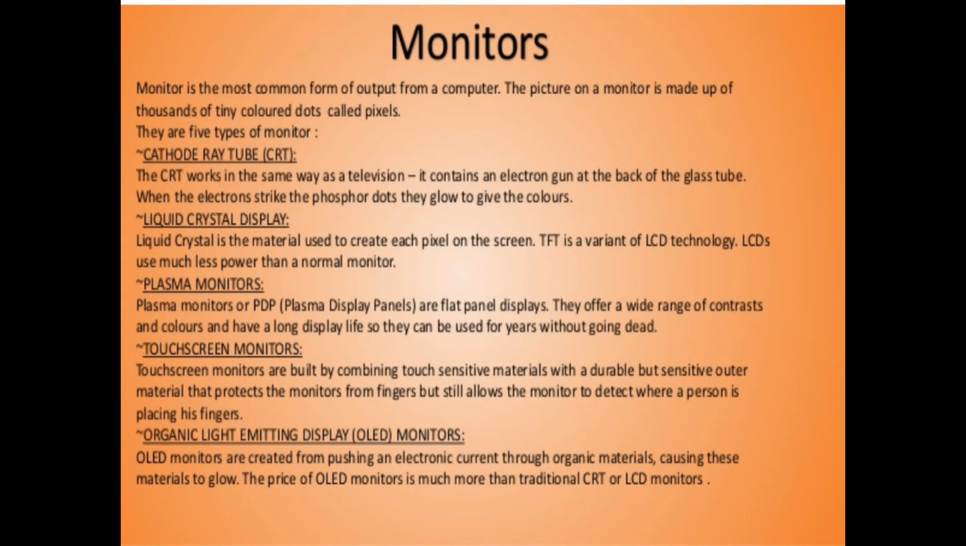First is cathode ray tube, which is also known as CRT. The CRT works in the same way as a television. It contains an electron gun at the back of the glass tube. When the electrons strike the phosphor dots, they glow to give the colors.